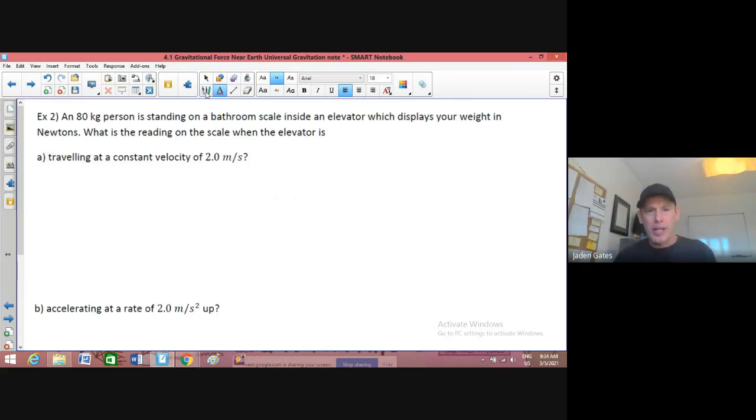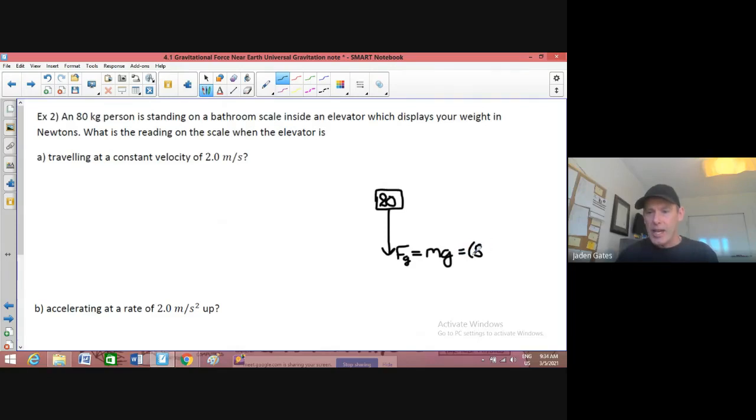I want to explain this a little bit, or a whole bunch. Here is this person, an 80-kilogram weight. And what you have is the force of gravity acting on this person. And now, what's your bathroom scale? Well, actually, we can find that force of gravity just like we did before. Mass times g, the acceleration due to gravity, which again would be 80 times 9.8.